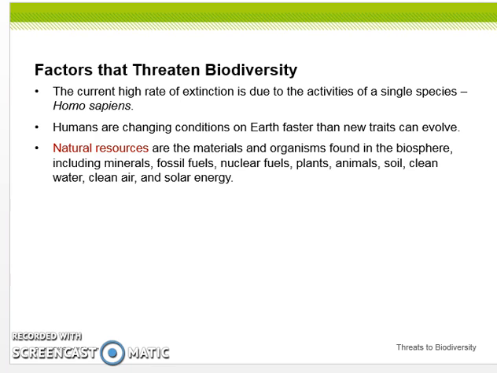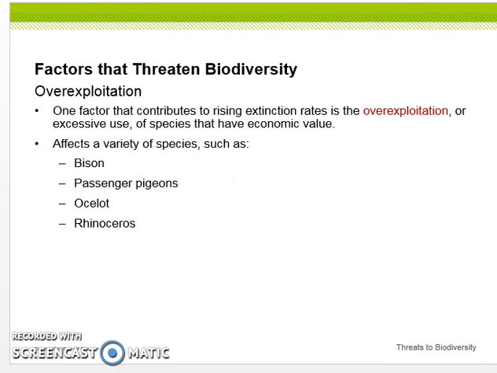The current high rate of extinction is due to the activities of a single species, Homo sapiens, that's you and me. Humans are changing conditions on Earth faster than new traits can evolve. Natural resources are the materials and organisms found in the biosphere, including minerals, fossil fuels, nuclear fuels, plants, animals, soil, clean water, clean air, and solar energy.